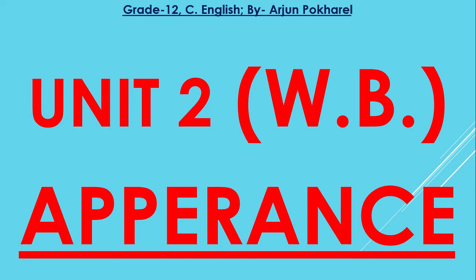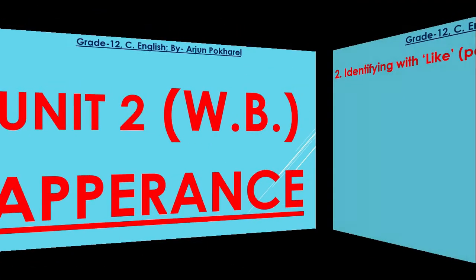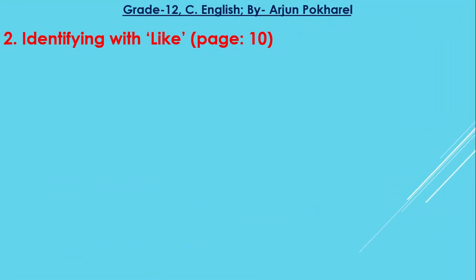From the workbook, the title of unit 2 is the same: Appearance. Appearance is judging, which we also did before. Appearance, that's identifying with like, page 10. You can see workbook page 10. This is the only question from unit 2, that's why we'll try to finish unit 2 in our class today. And define with like, page 10.